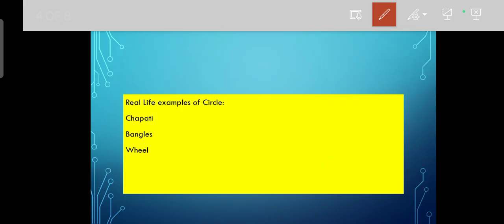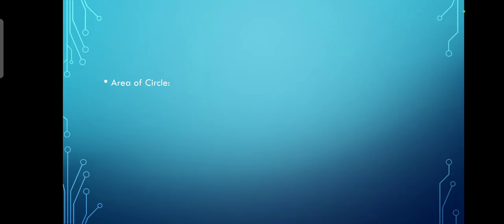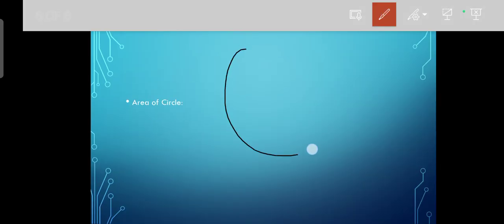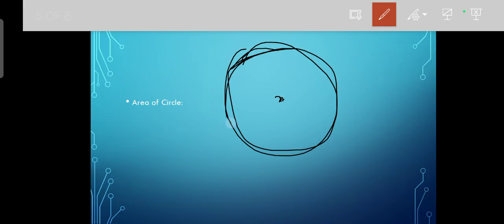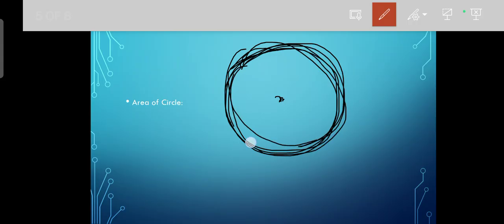Let's see in the next slide, area of circle. If we want to find the area of any circular shape, like this is a circle, or we can say a bangle. If we want to find the amount of space enclosed by the bangle, if we keep the bangle on the ground or on a book or any particular place, the question is, how can we find the amount of space enclosed by this shape?